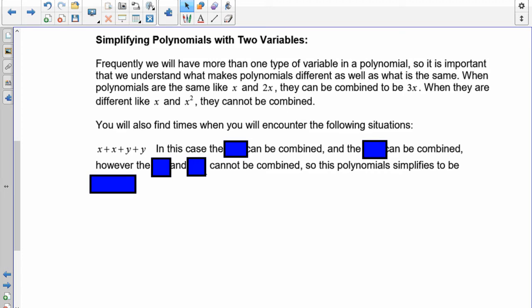So in this case here, you can see we have x's. These x's can be combined. And we have y's. These y's can be combined. However, the x's and the y's, I can't put this together, right? What would I say? 4 what's? Is that 4 x's or is that 4 y's? Well, it's not 4 x's or 4 y's. It's 2 x's and 2 y's. Okay? So you cannot combine variables which are different.